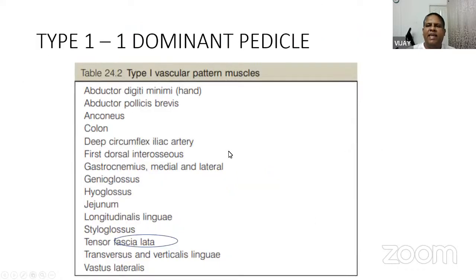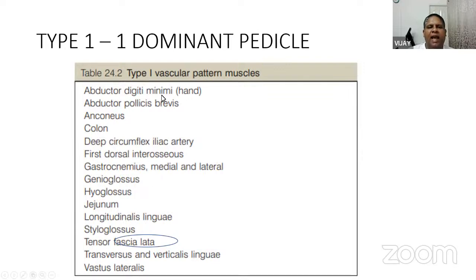Let us see the various examples for this. Type 1 dominant pedicle. These are the various muscles. It is given in the Neligan book. What I would like to say about this exam is that the options, I think, were tensor fascia lata and vastus lateralis. Both of these are type 1 vascular patterns.